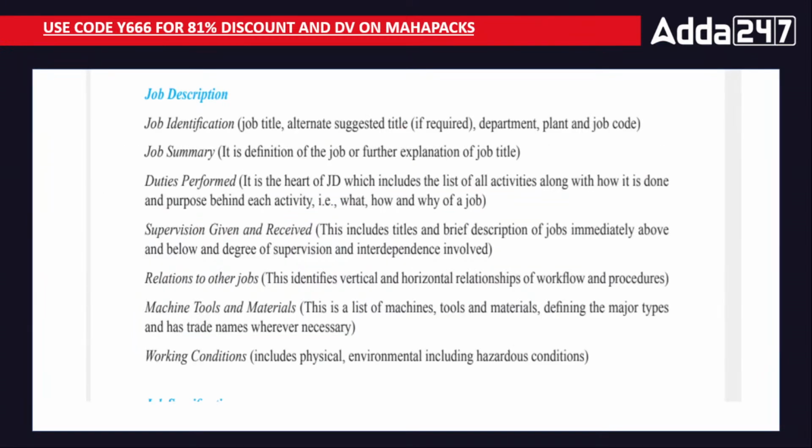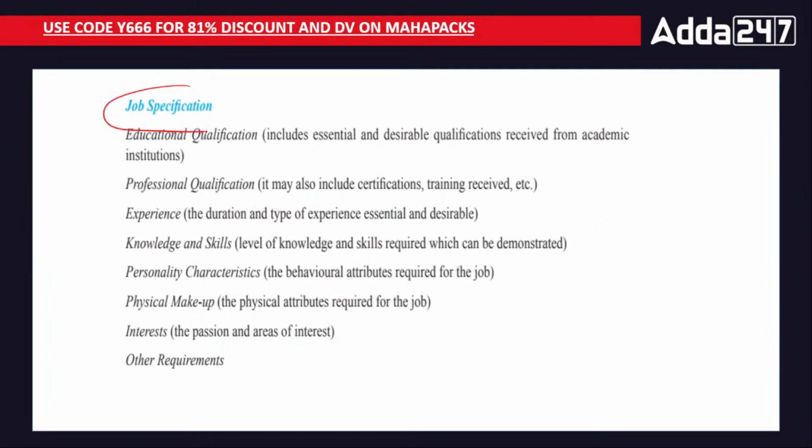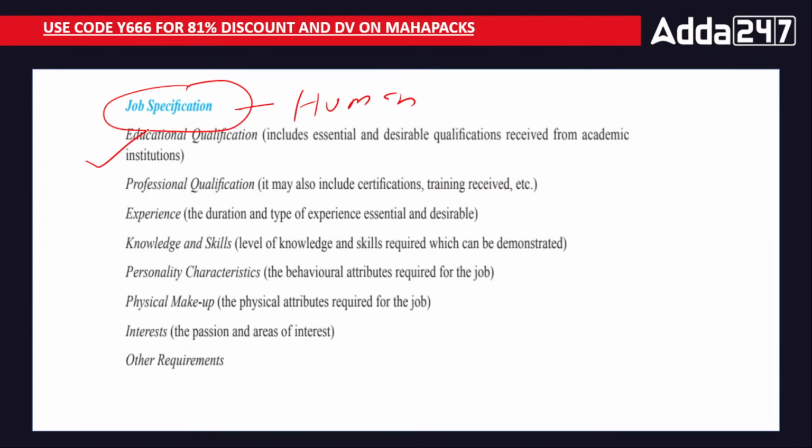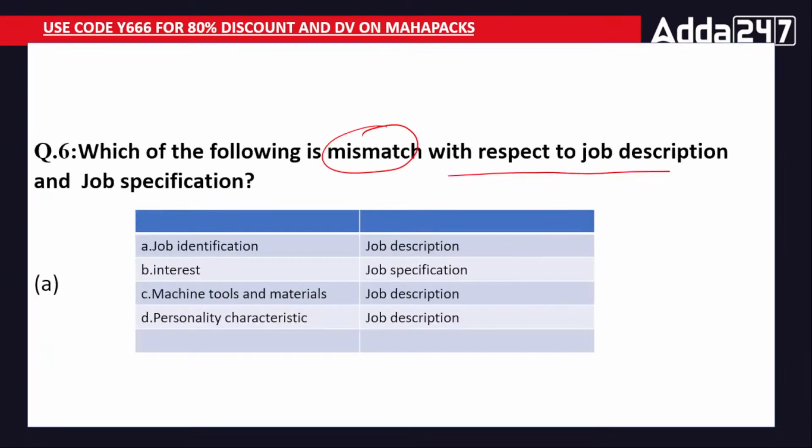See, the JD is all about the roles and responsibilities required to perform the job, and JS is all about the human qualities required to perform the job. JD includes job identification, job summary, duties performed, supervision given and received, relation to other jobs, machines, tools and working conditions. But JS involves educational qualification, experience, knowledge, personality characteristics, physical makeup and interest. So the answer will be D, because that is not part of the JD, it is part of the JS. So this is a mismatch.